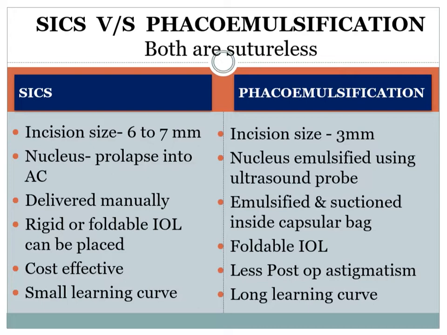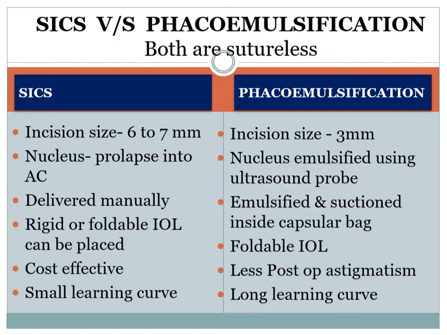So naturally, the smaller the size of the incision, the lesser is the postoperative astigmatism. So that is the greatest advantage of phacoemulsification. Because the incision size is so small as 2.5 to 3.5 millimeters, the amount of postoperative astigmatism you are going to get is very, very less.